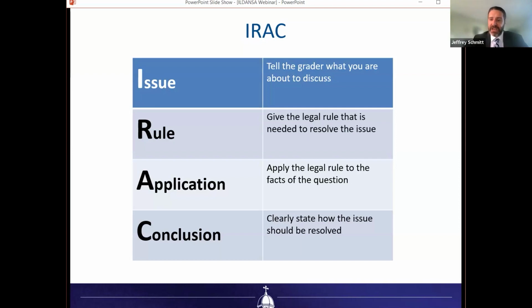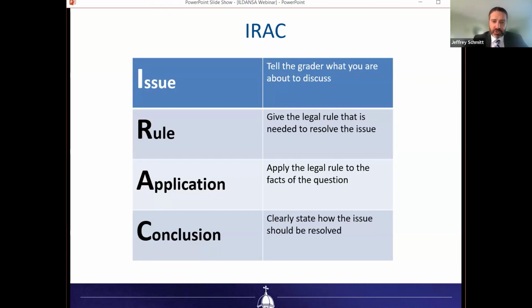Then we have the application. This is where we say, because of these facts, the rule is or is not met, right? You're combining the facts with the rule. That's the key thing. That's what we're really looking for. Do you understand how the rules work in the real world?